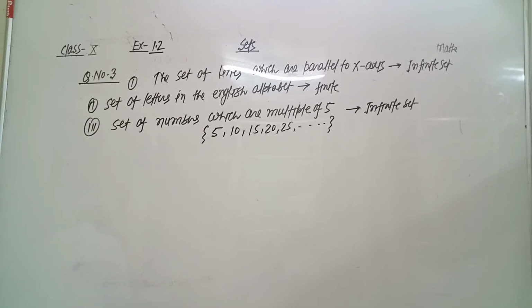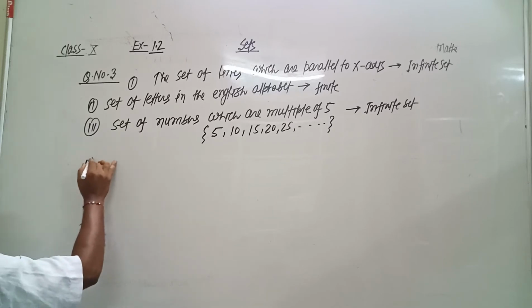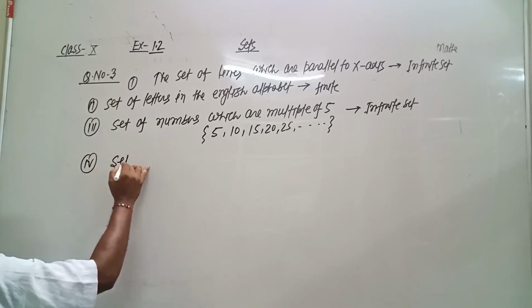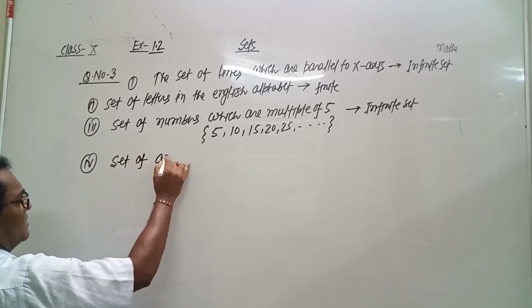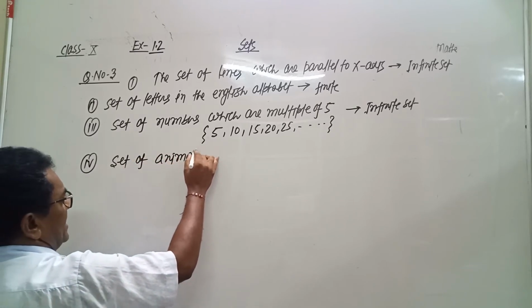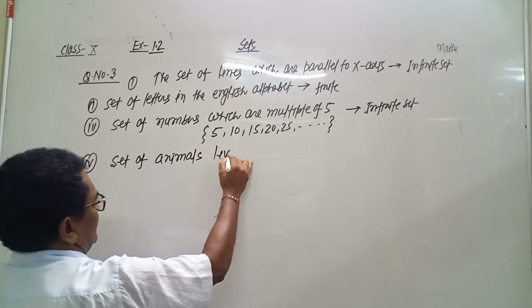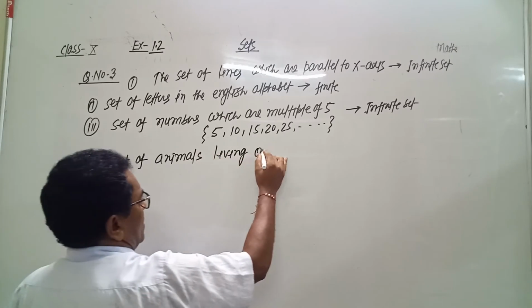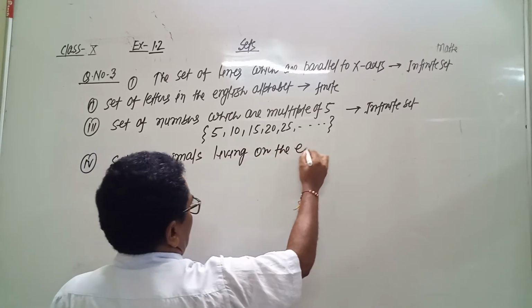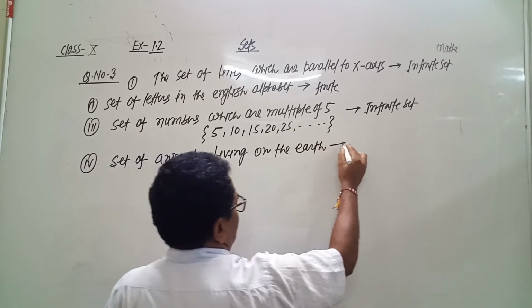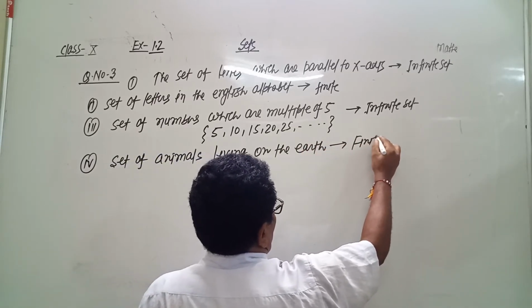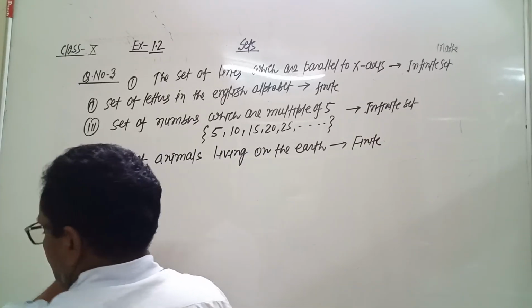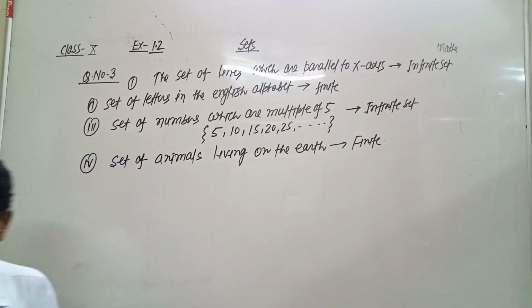The set of animals living on earth. This is also a finite set. We can find the set of animals which are living in the world, on the earth.